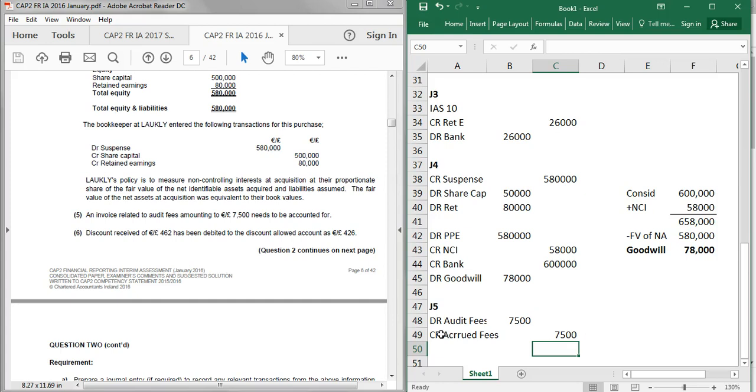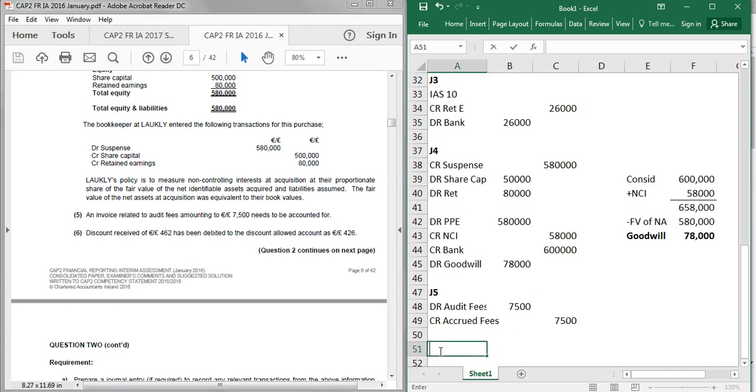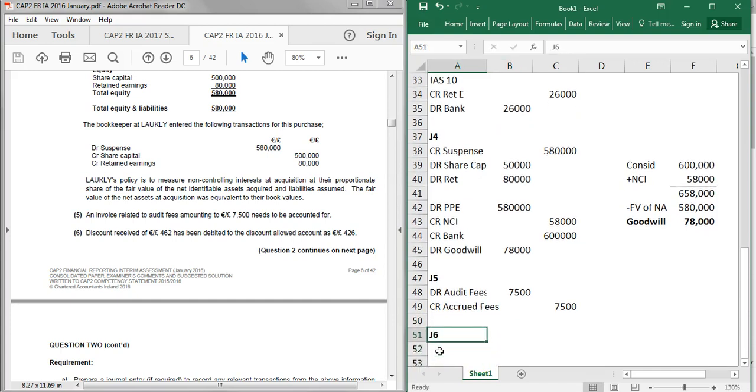So what you're looking at there is you're debiting the audit fees 7.5, you're crediting accrued fees, that should be ACC, which is a current liability, 7.5, and no impact on the suspense account, because again there was nothing entered originally, so therefore it's complete omission. So it wouldn't have been an imbalance in the trial balance.